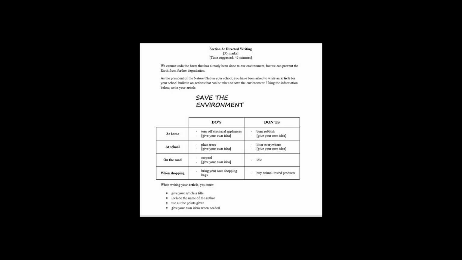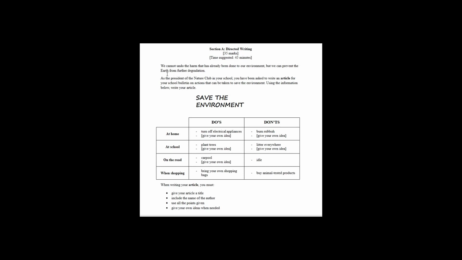And as the president of the nature club in your school, you have been asked to write an article for your school bulletin on actions that can be taken to save the environment. Using the information below, write your article. You are the president of the nature club, so you must write an article for your school bulletin. You know what is school bulletin? School bulletin is the school newspaper. And please pay attention to this, it is very important: on actions to save the environment. Action means the steps that can be taken to save the environment. Using the information below, write your article.